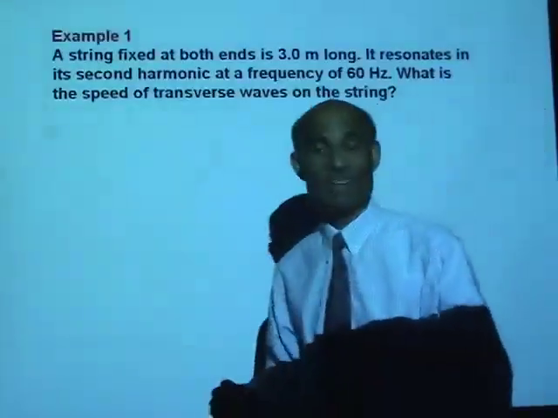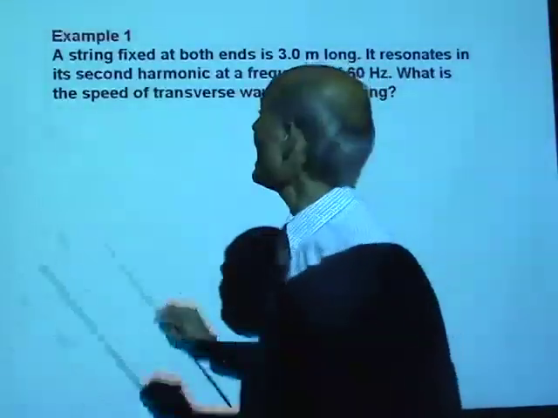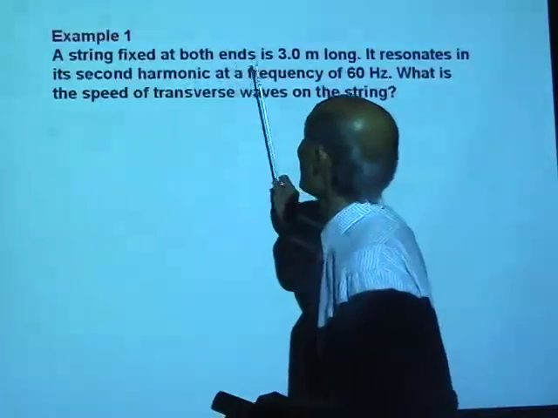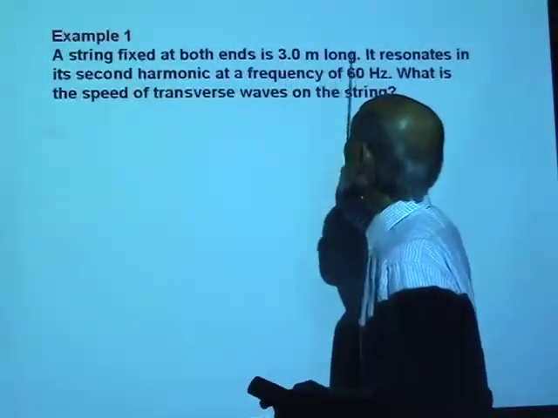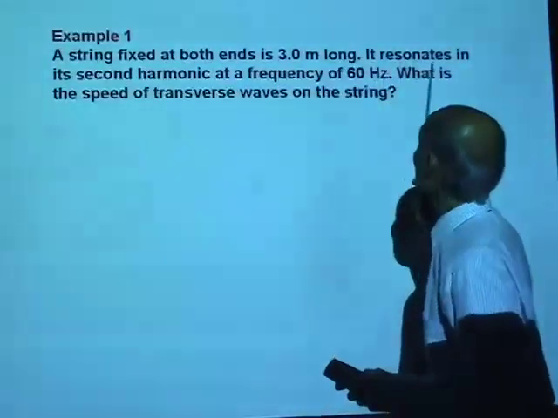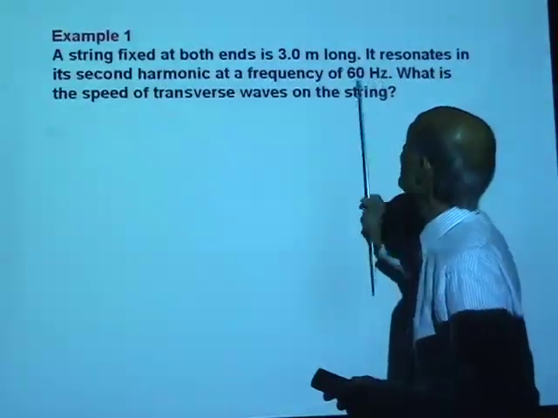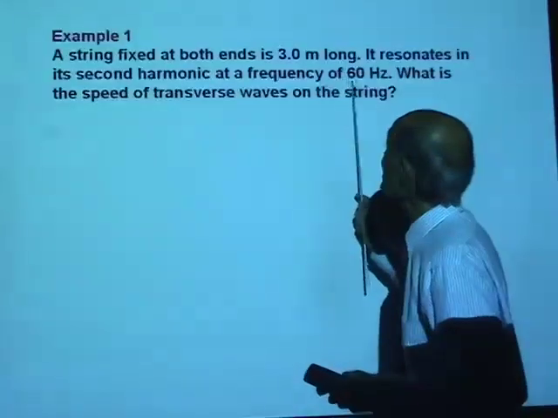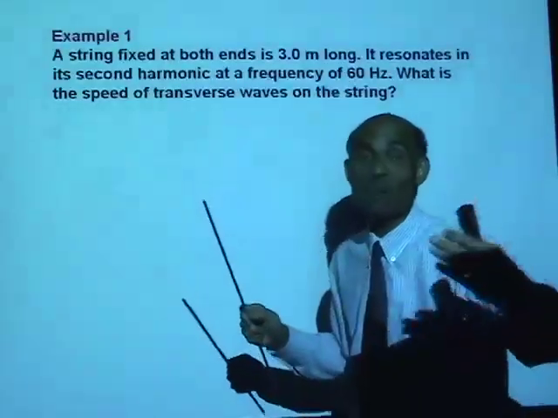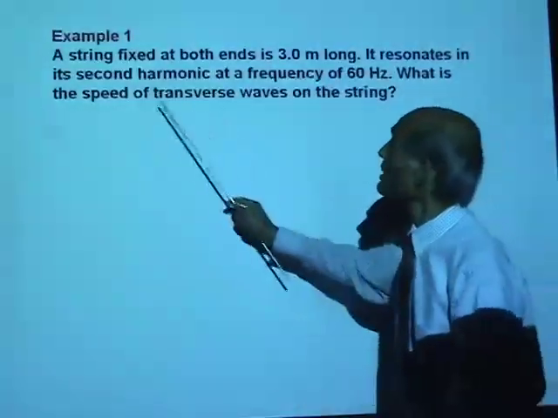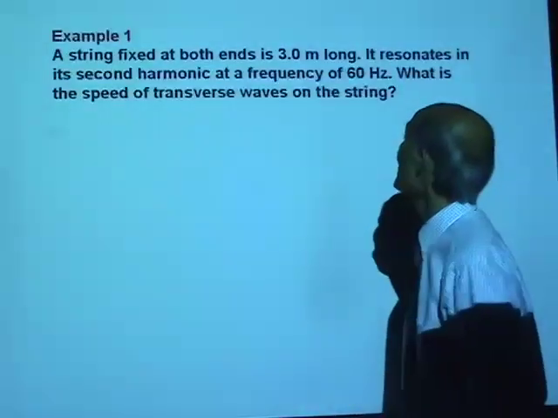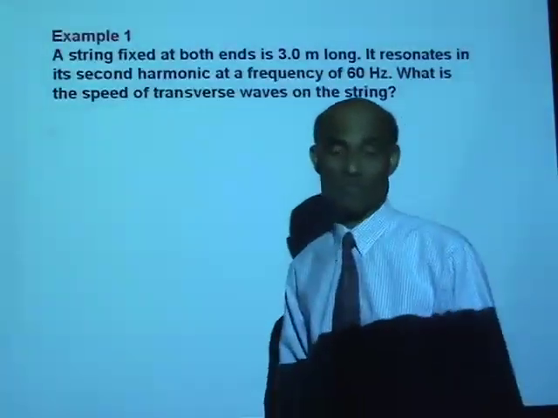Let's now solve a couple of problems. A string fixed at both ends is 3 meters long. It resonates in its second harmonic at a frequency of 60 hertz. 60 hertz is the frequency of the second harmonic. What is the speed of transverse waves on the string?